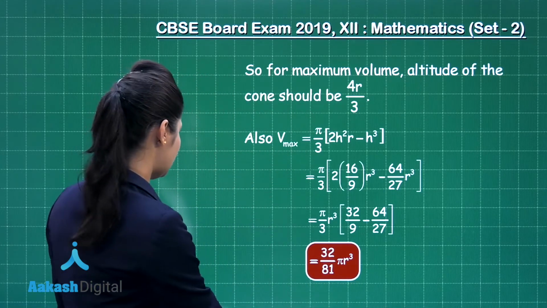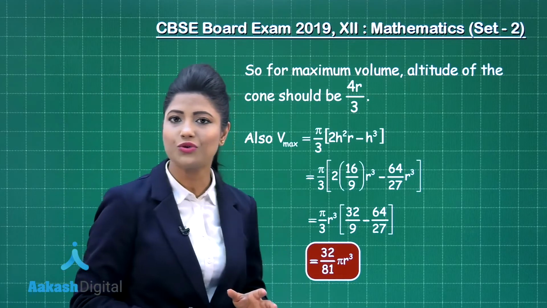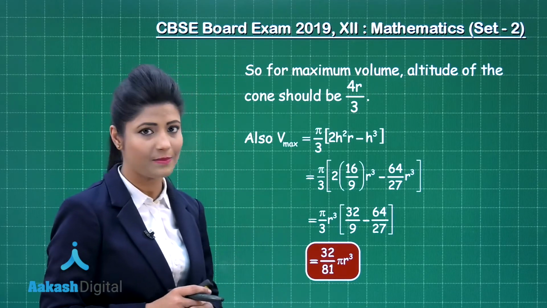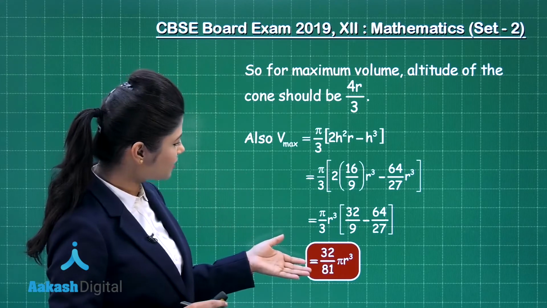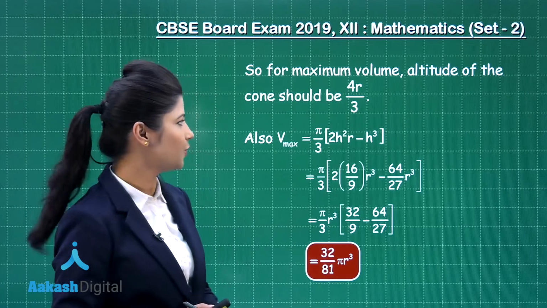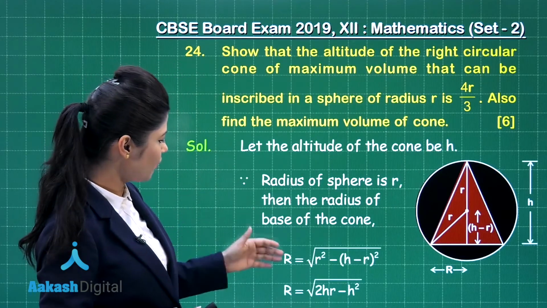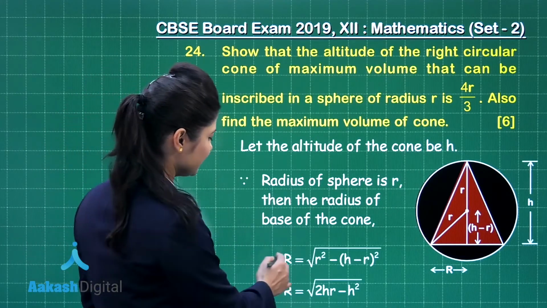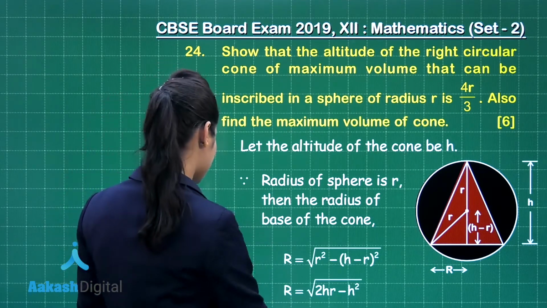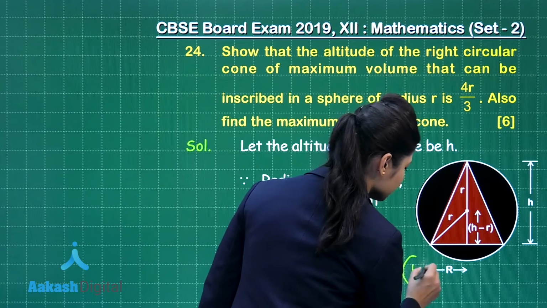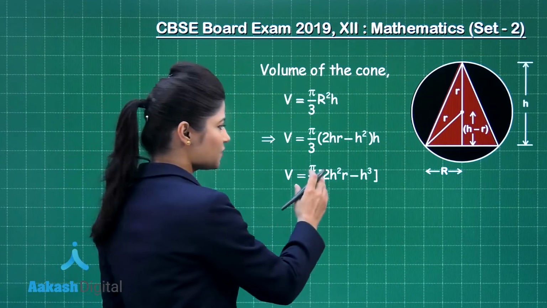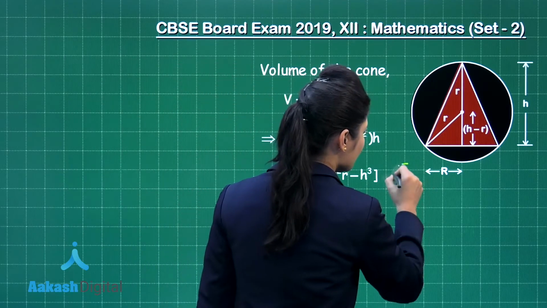So in this question, firstly we have shown that the altitude of the cone having the maximum volume will be 4r by 3, and the maximum volume in this case will be 32 upon 81 pi r cube. In this question, when you obtain the radius of the cone in terms of h and r, till this step, you will obtain 1 mark. Next, when you obtain the volume of the cone in terms of h and r, you will obtain another 1 mark.